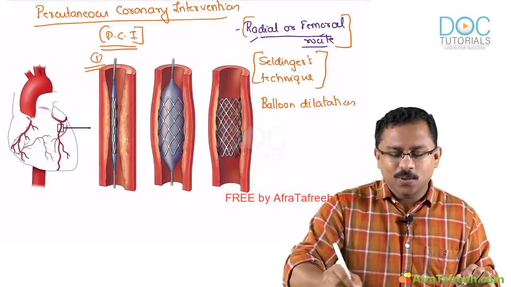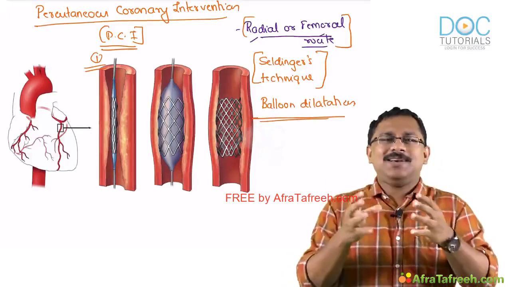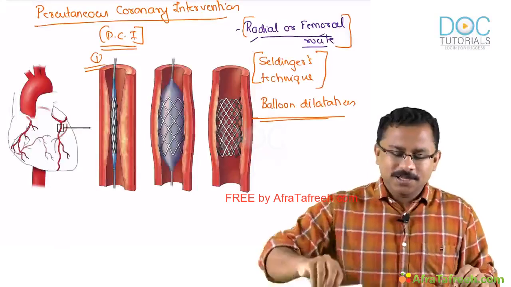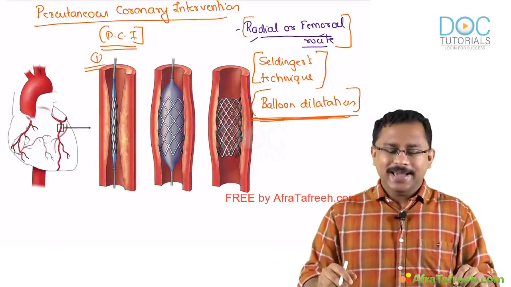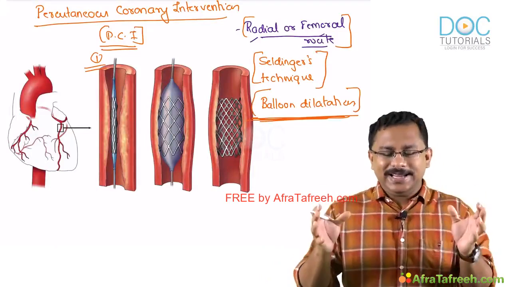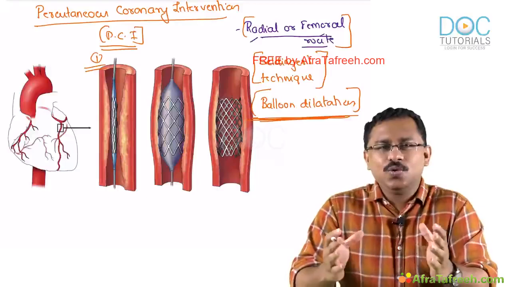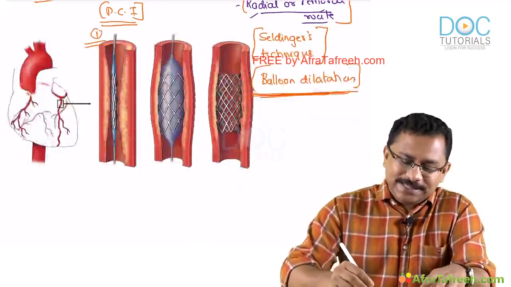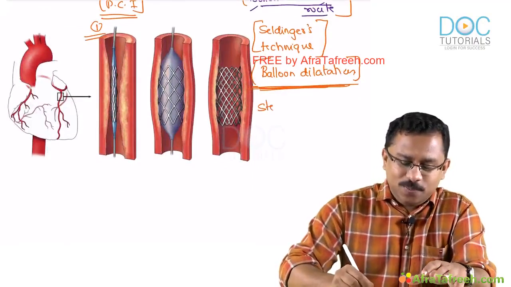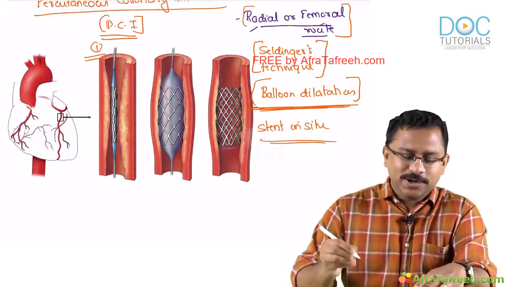When you have a balloon dilatation, you are physically trying to disrupt that plaque that has formed. After the balloon dilatation, once you have physically tried to relieve the block, you place a stent in situ. Okay, so that is what is being done.